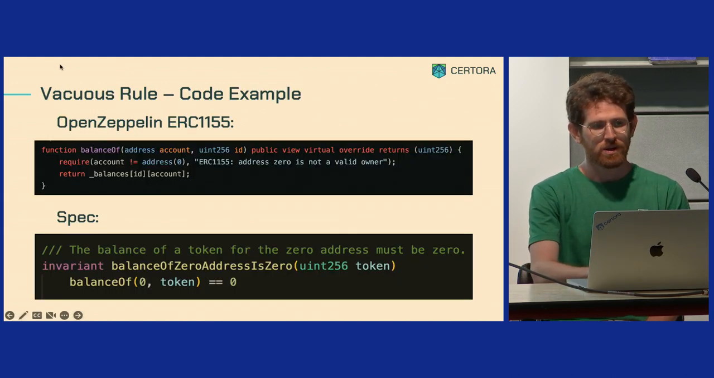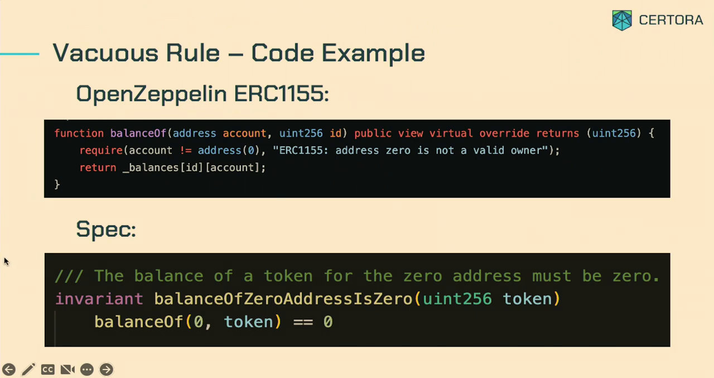Great. So here is another real life example. As you may know, we are verifying OpenZeppelin's contracts on a continuous project, and one of the projects was verifying ERC 1155. And this is a real example of a vacuous rule that someone wrote. I don't want to name drop, but Jack wrote this horrible invariant. And let's see what's wrong with it.